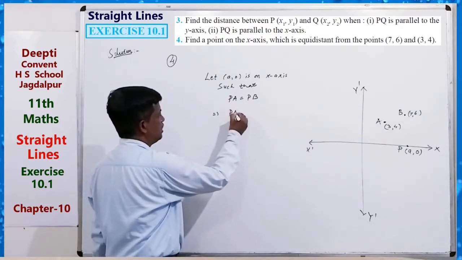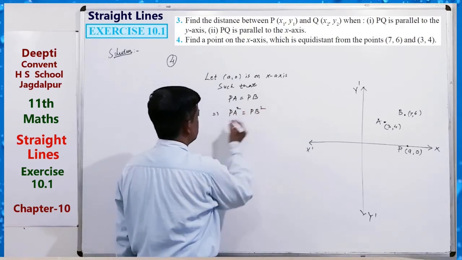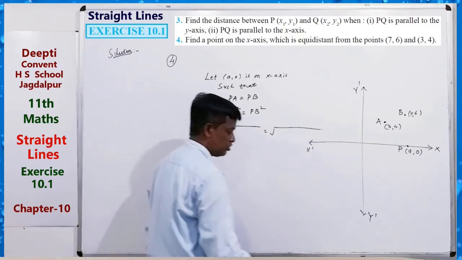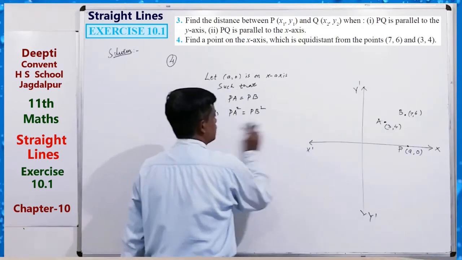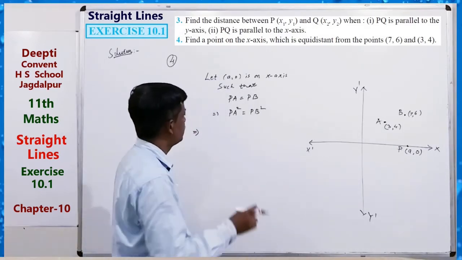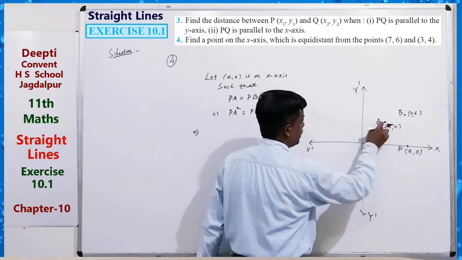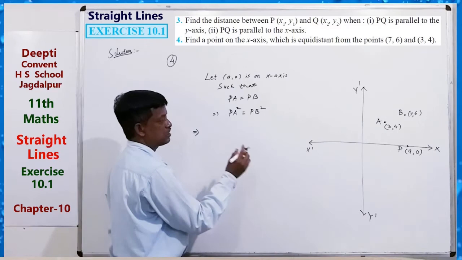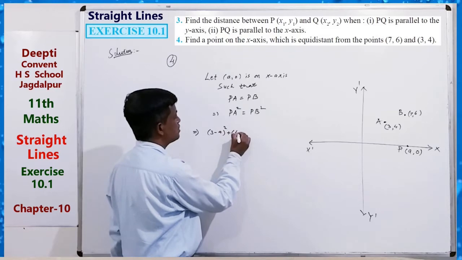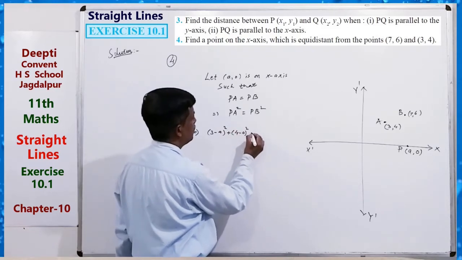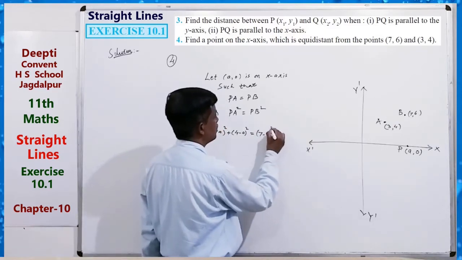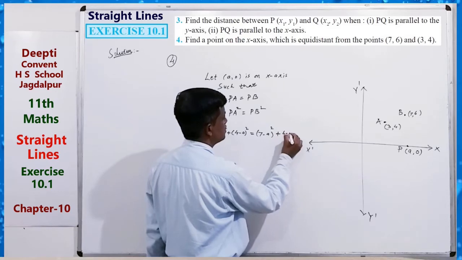Now we can solve it. PA square equals PB square, so we do not need the root here since we have squares. Using the distance formula, PA, that means (x2 minus x1): (3 minus a) square plus (4 minus 0) square equals PB, which is (7 minus a) square plus (6 minus 0) square.